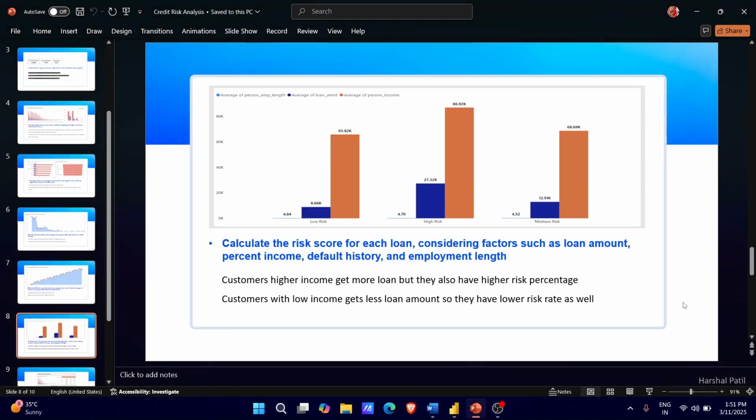From that, what we see is that customers with higher income get more loan, but they also have a higher risk percentage. Customers with low income get a lower loan amount, so they have low risk as well.